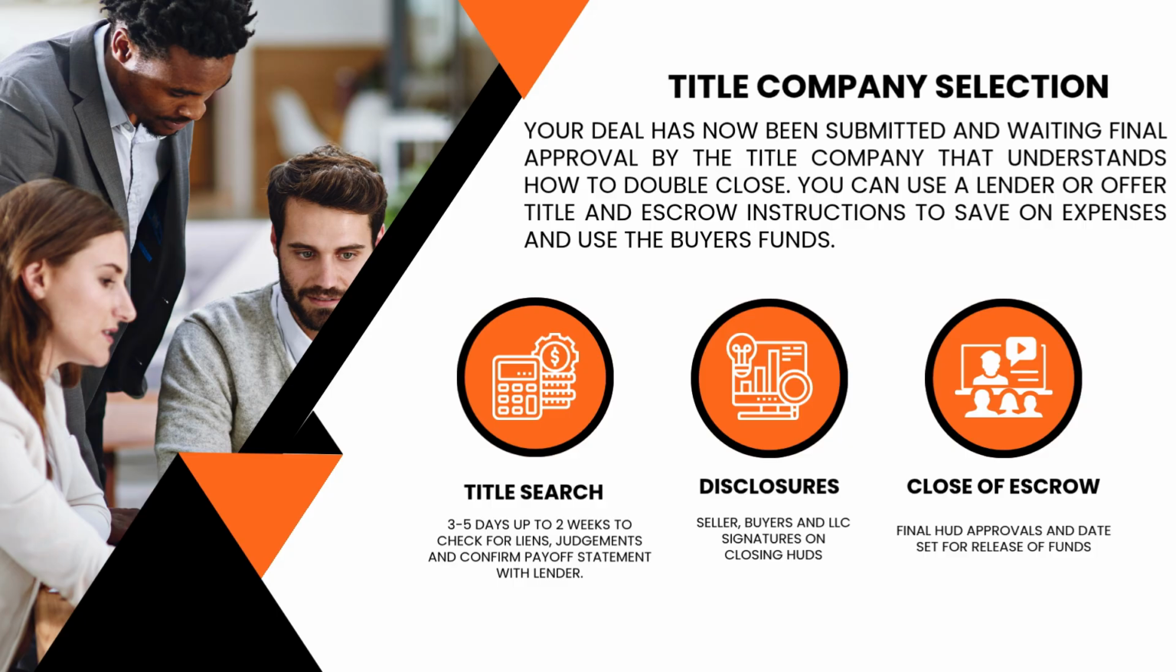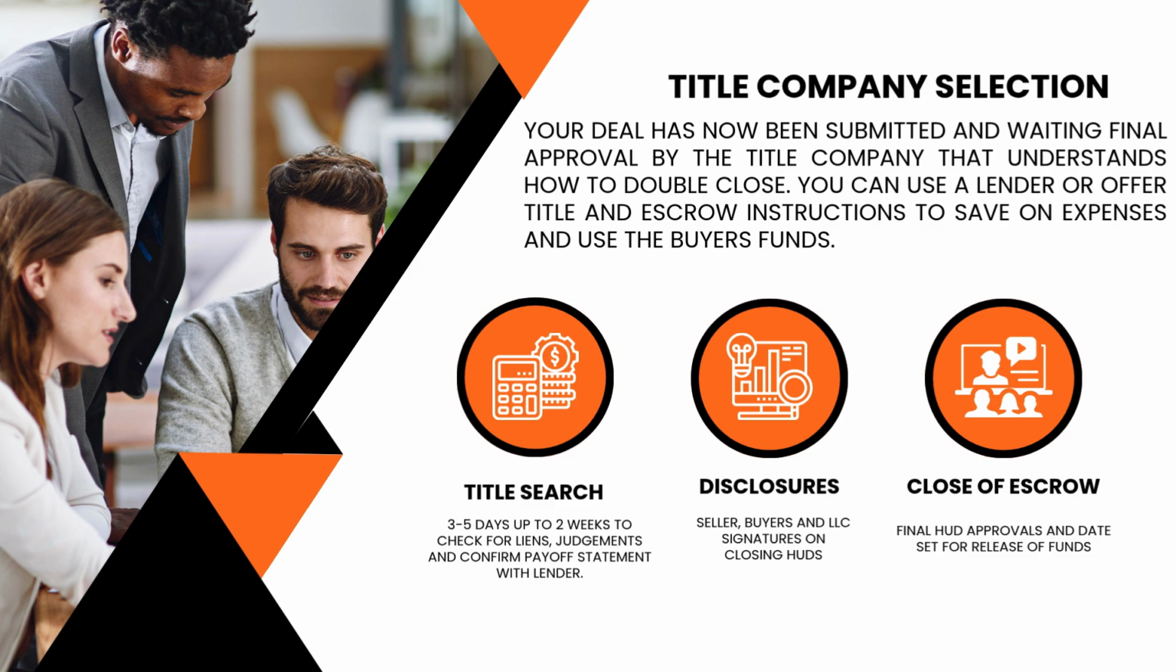Great. Now you have all the necessary contracts and forms signed with the buyer, and your final step is to open title and escrow and submit that EMD. Your deal has now been submitted and is waiting for final approval by the title company that understands how to double close. You could use a lender and pay all those expensive double closing fees, or offer your title company title and escrow instructions to save on expenses and use the buyer's funds.